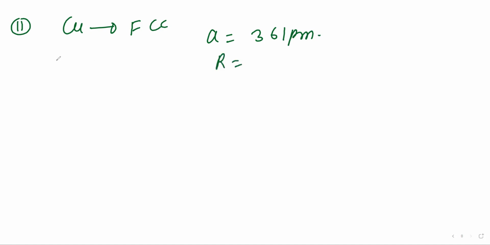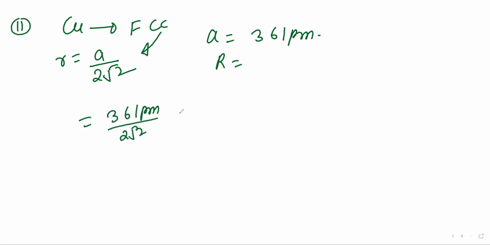The R value: we know the relation between R and A. It is A upon 2 root 2 for FCC. So put the value, 361 picometer divided by 2 root 2, and find the answer. It will be approximately equal to 128 picometers. So please write this one.